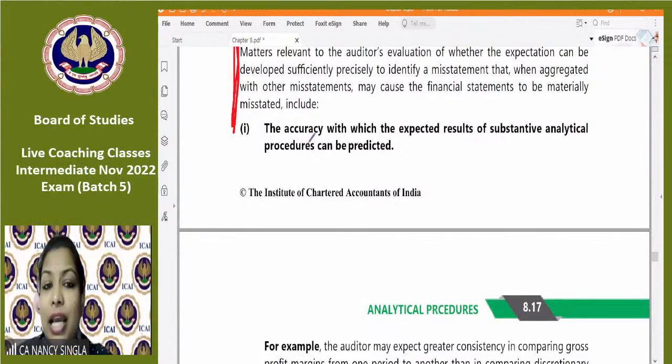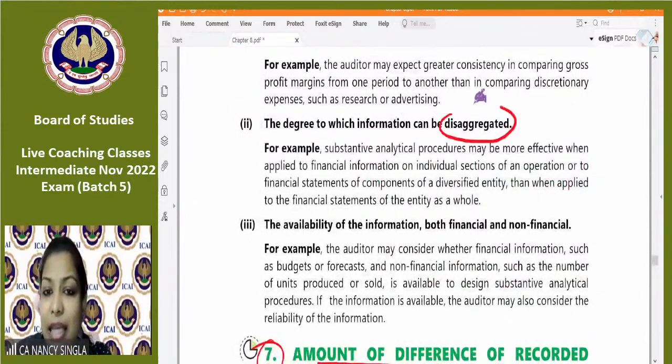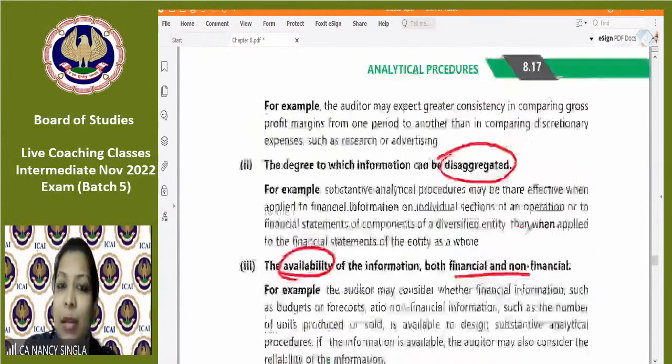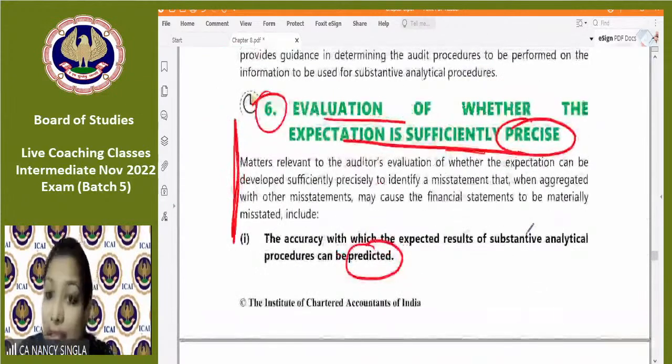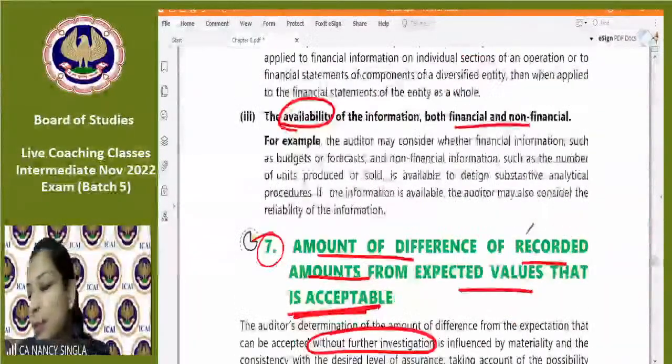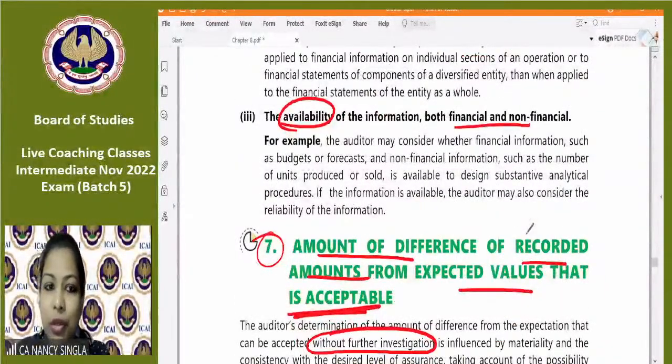Now here the auditor has to see whether expectation can be developed. So first of all, he will see whether data is predictable or not. He will see whether data is disaggregated or not. He will see whether the data is available or not. These are the same points we have done. But when the auditor is deciding as to whether an expectation can be developed with precision, that is with accuracy, for that also he'll see predictable or not, disaggregated or not, availability of data. And these are the same points I'm not repeating here.